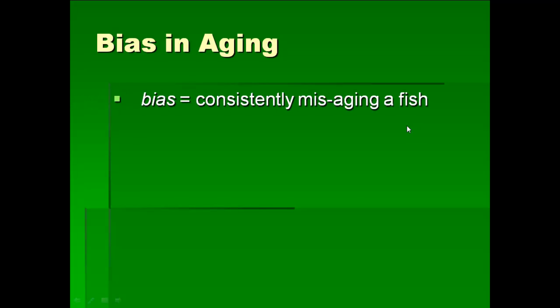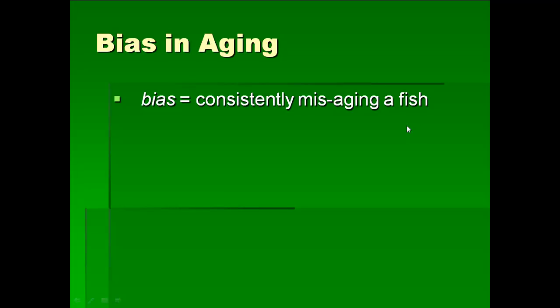Now, one thing more I want to talk about is bias in aging. Bias, as far as aging a fish, is when you consistently misage a fish. Now, there's always error anytime we measure anything. And if you have random error in your aging estimates, that's not a huge problem. In any scientific endeavor, we expect some random error. And as long as it's random, then that error does not affect your results. If sometimes you're a little high and sometimes you're a little low, those can kind of cancel each other out.